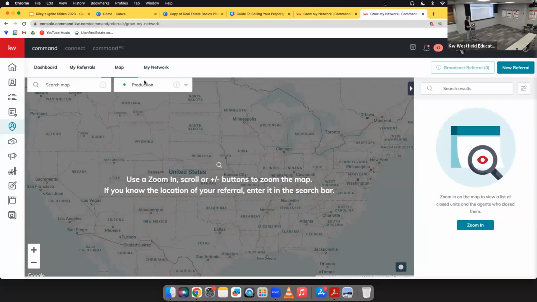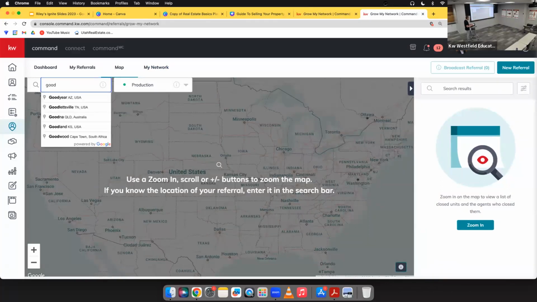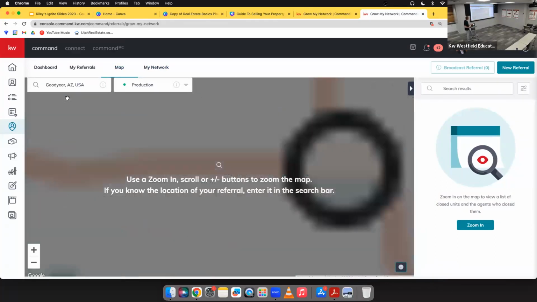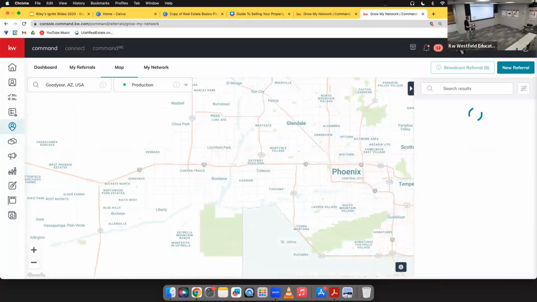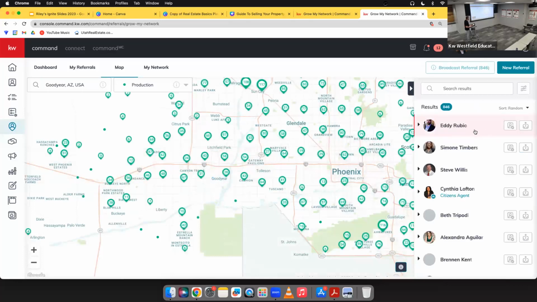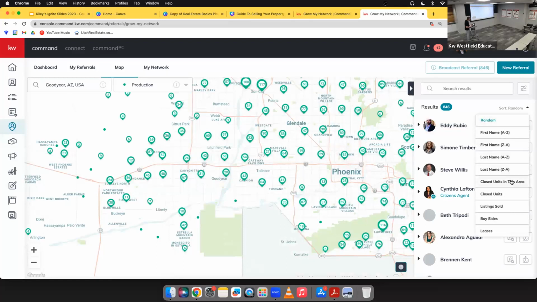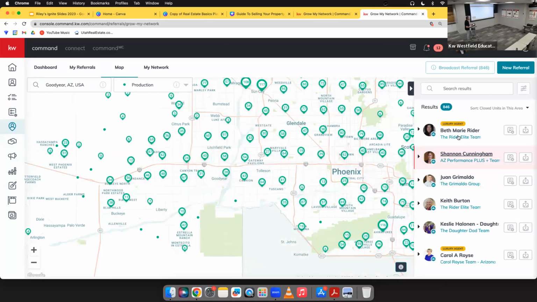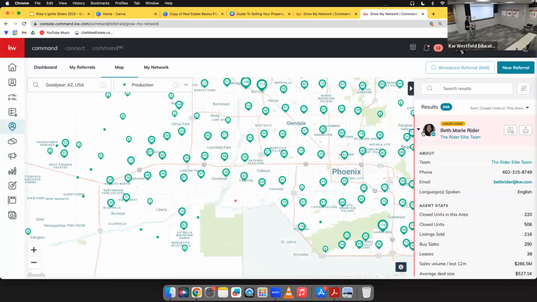Okay, check this out. So you can then sort by production. So let's say I want to go to Goodyear, Arizona. Okay, so I pop up Goodyear. Next thing you know, I got a list of all the agents in Goodyear. And I come over here and I sort it by closed units in this area specifically. Well, chances are Beth that sells, you know, 506 units, I'm sure she's probably not going to refer a new agent a deal, or she probably has that covered.